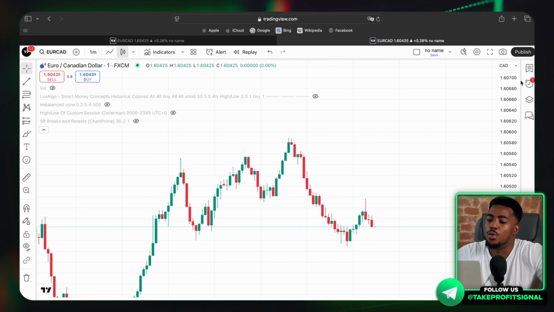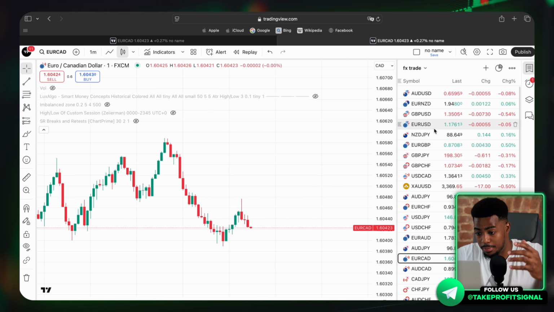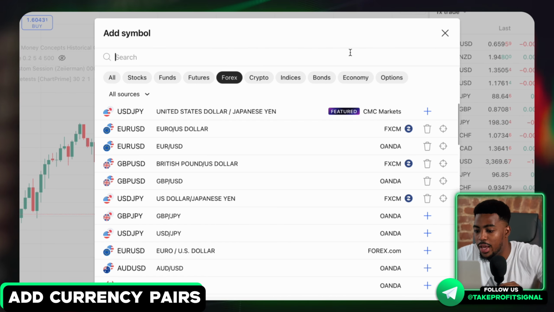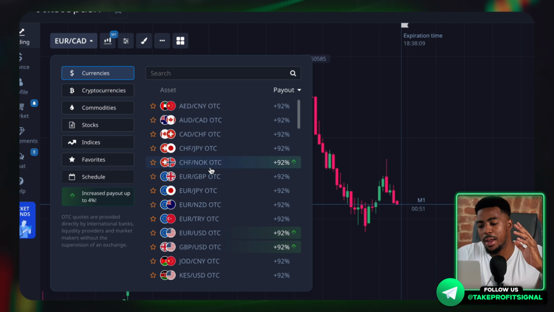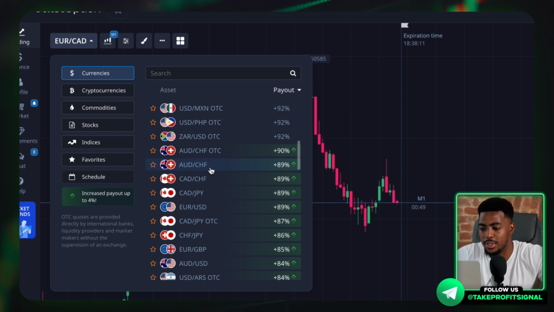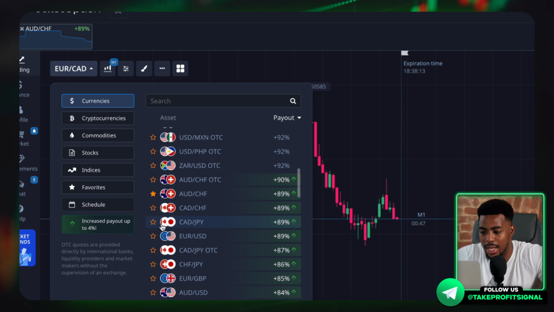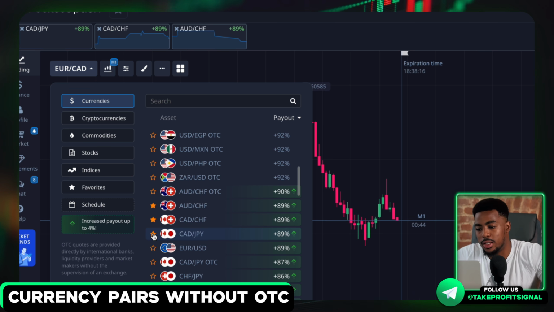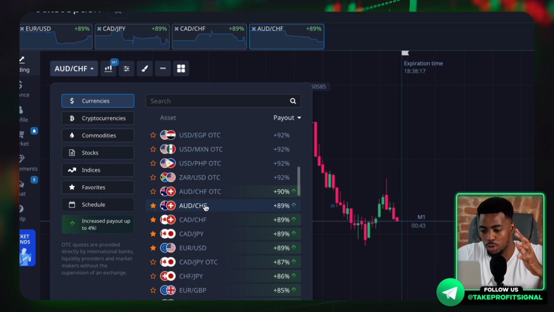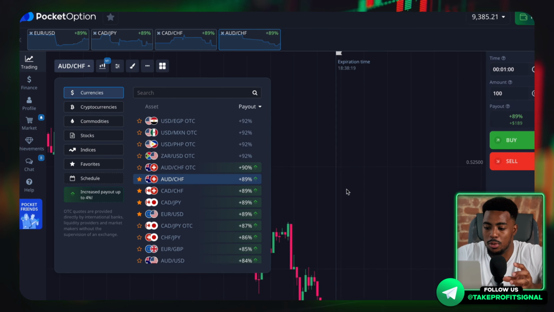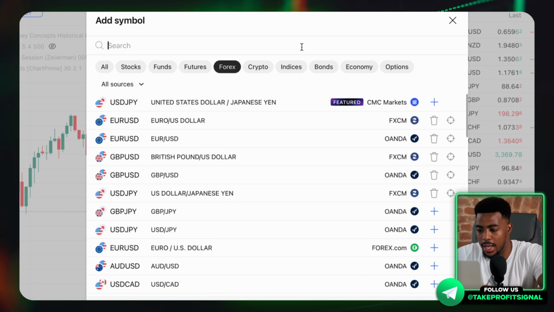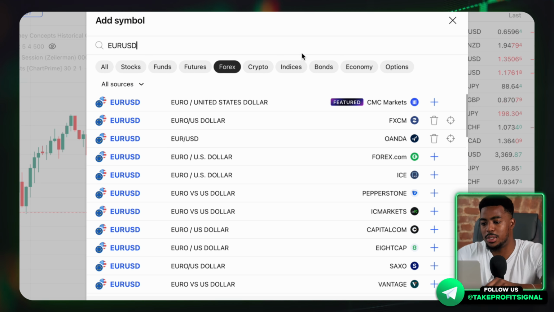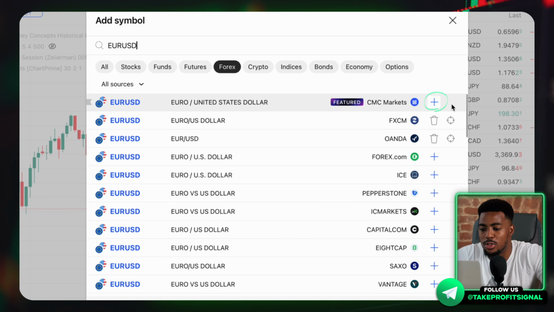So you will need to expand the sidebar and add the currency pairs that we have on the Pocket Option platform. That is, I am currently opening the top currency pairs and adding only those pairs that don't have the OTC marking. So these are the usual currency pairs that are available on all brokers. Next, I just write the name of any currency pair and add it from any supplier.